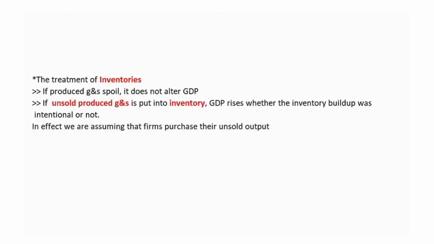So apart from this, if we look at the treatment of inventories, any unsold produced goods and services that are put into inventory will increase your GDP, since they'll be a part of inventory investments under I, which is your gross private investment, as in effect, we're assuming the firm purchases their own unsold output.